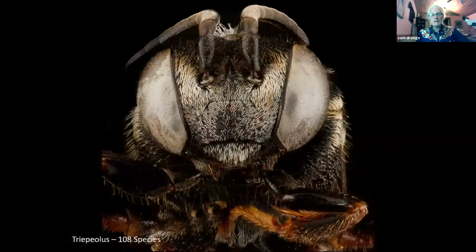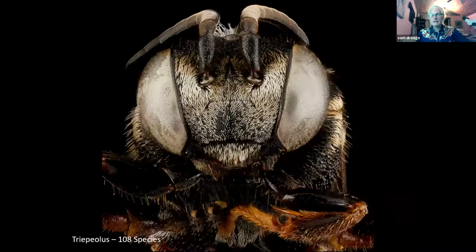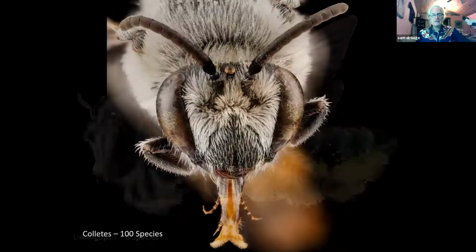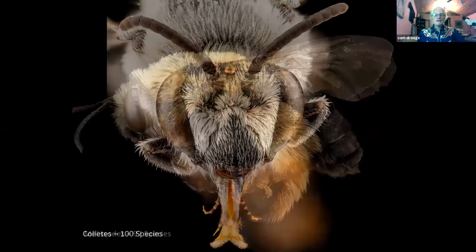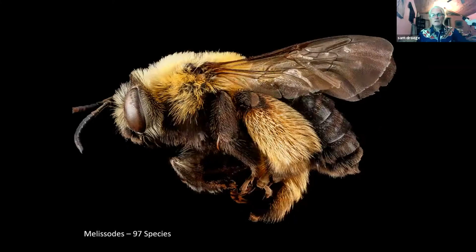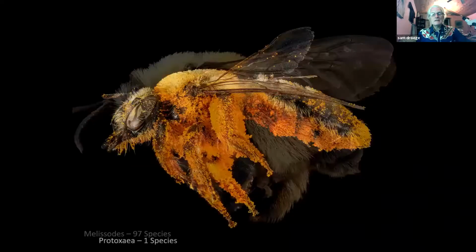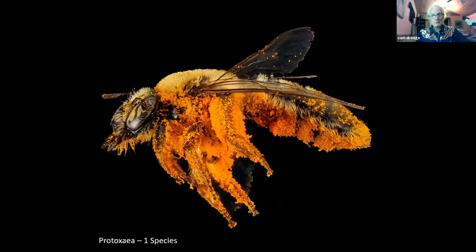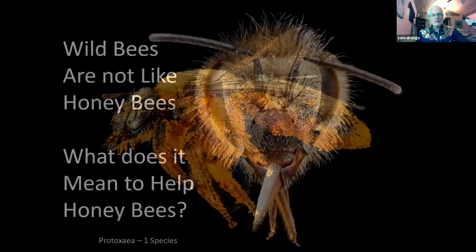Some of the bumblebees, Striepulus is a nest parasite on other species. Here's a cactus specialist, Lithurgopsis, Calides, cellophane bee, Melissodes, one of the big ones that are on Helianthus, sunflowers, and other of the mostly Asteraceae in the season, Protoxia, lovely. I forget the name of the Western plant that is producing all that lovely orange pollen, but it's in the deserts of the Southwest near Arizona.